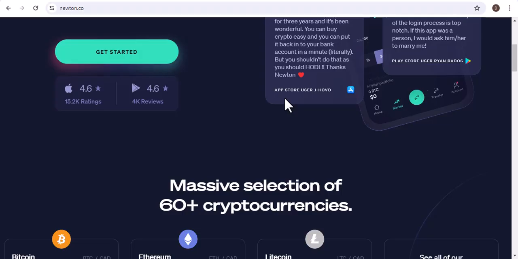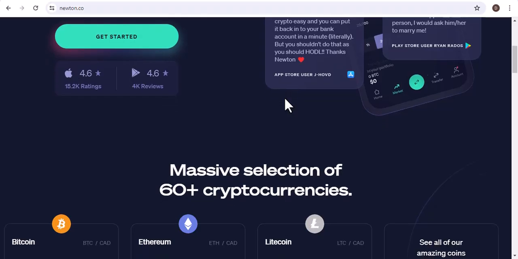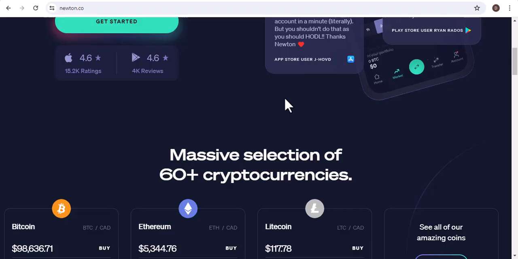Enable offline access. Once your account is verified, you can enable offline access. This will allow you to view your portfolio and place trades, even when you're not online. Start trading. Now that you've enabled offline access, you can start trading. You can buy and sell cryptocurrencies, as well as view your portfolio history and track your performance.